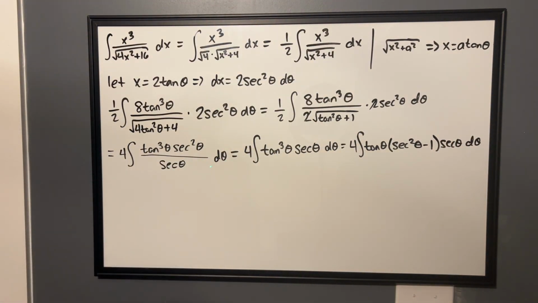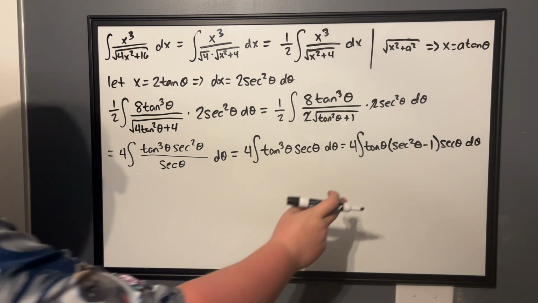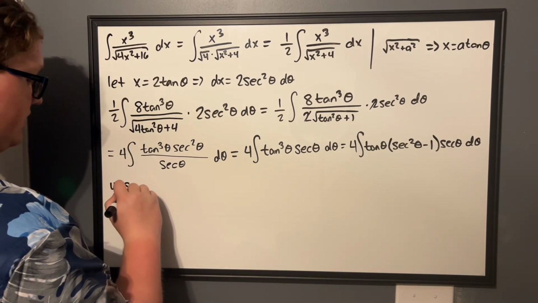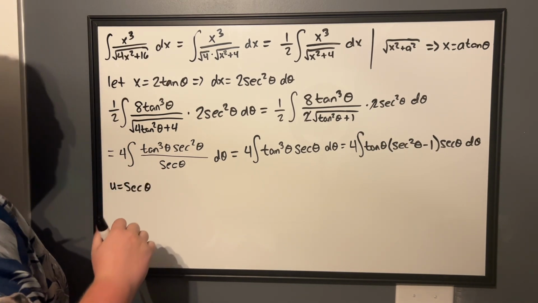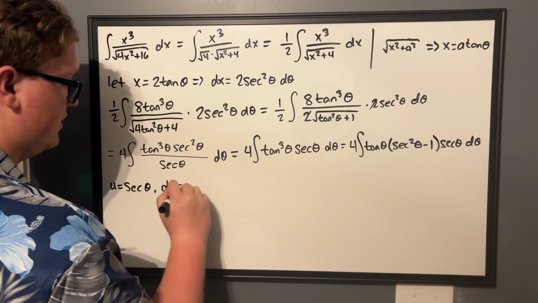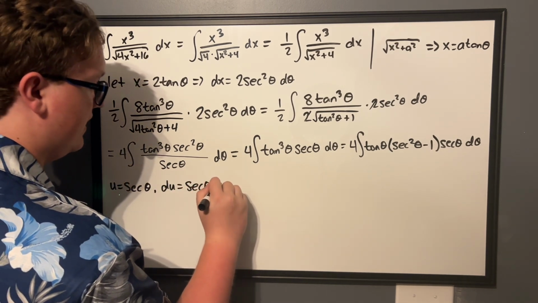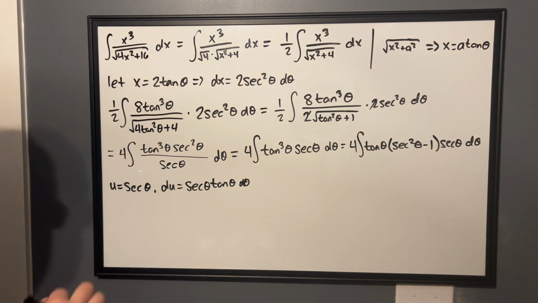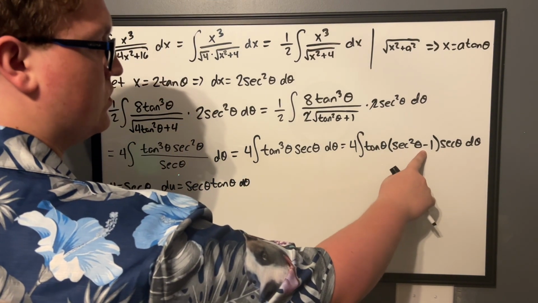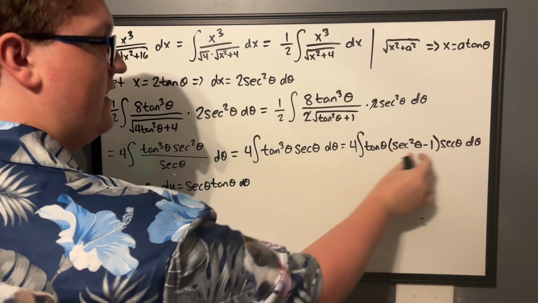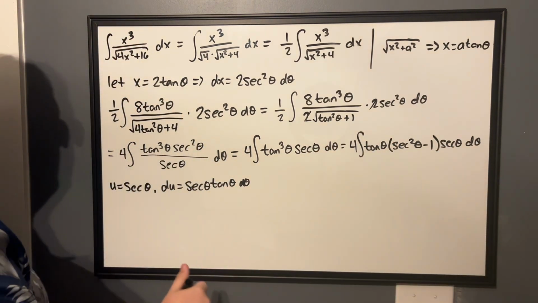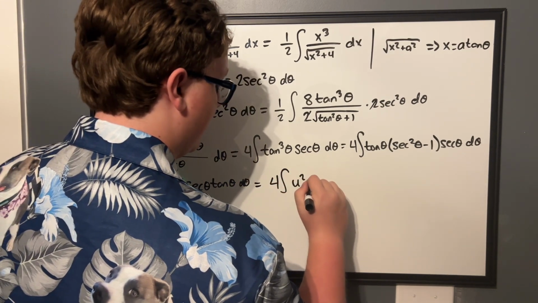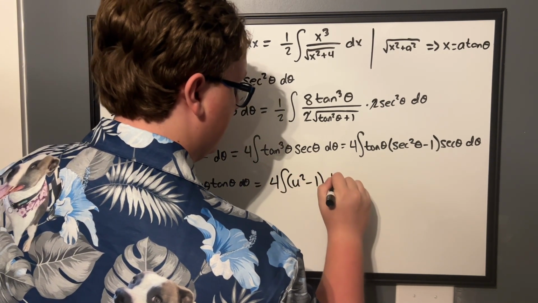So it's a little bit ugly, but the nice thing about what we have here is that if we choose u to be equal to secant theta, so we're going to say u equals secant theta, well then we have du to be secant theta tangent theta d theta. And if you notice, we can say this is now going to be u squared minus 1, and the secant theta tangent theta d theta all goes away with this u sub. So this is really 4 times the integral of u squared minus 1, and again, this is du.